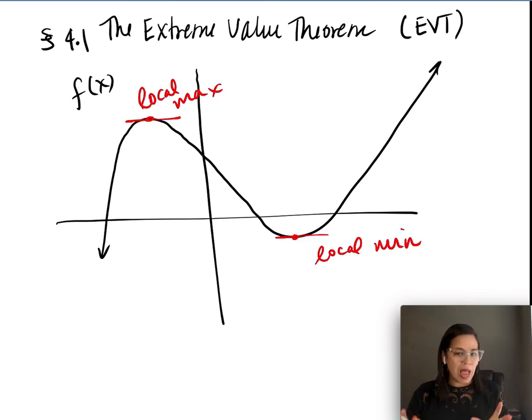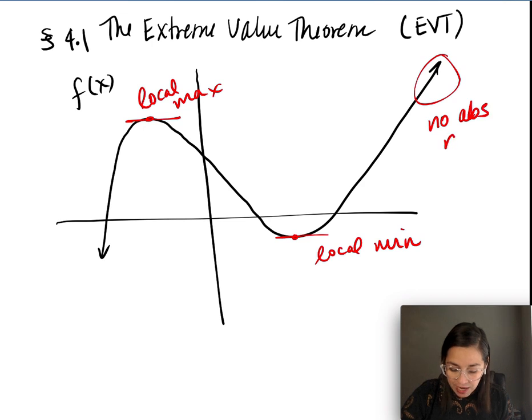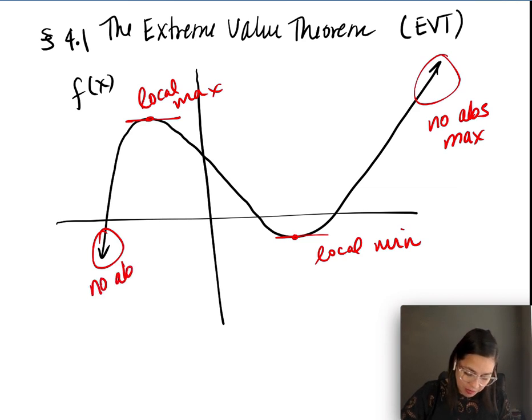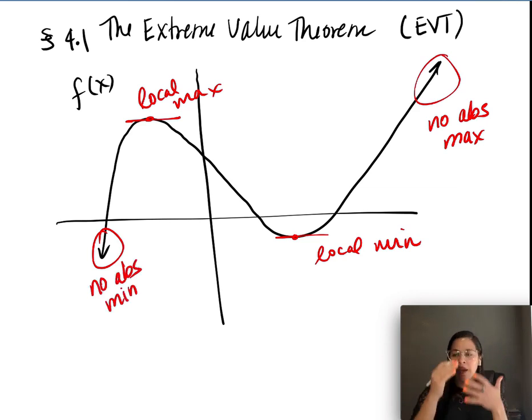Now we have no absolute maximum because this keeps growing. So no abs max. And we have no absolute minimum because this keeps going to negative infinity. So no abs min, meaning you can always find a smaller value of y, okay?